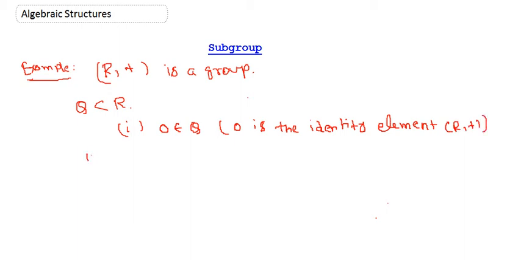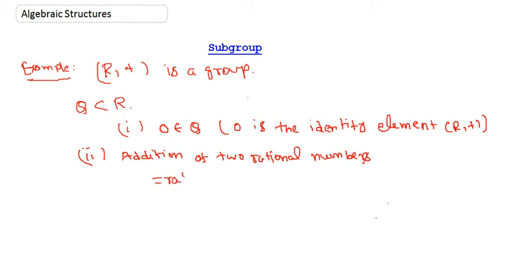Okay, next, what do we know about rational numbers? We know that the addition of two rational numbers is a rational number. So that means if I take any two elements a, b from Q, that is, a and b are rational numbers, and we have the composition addition over here.